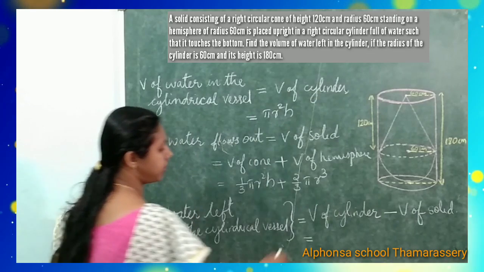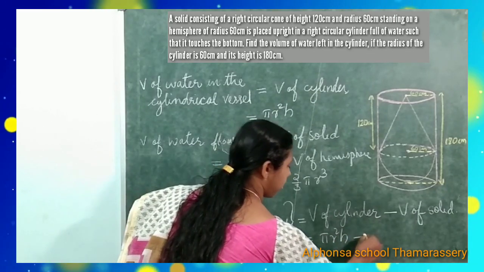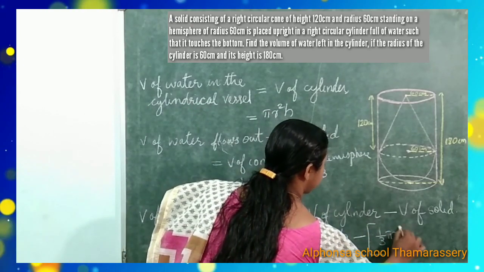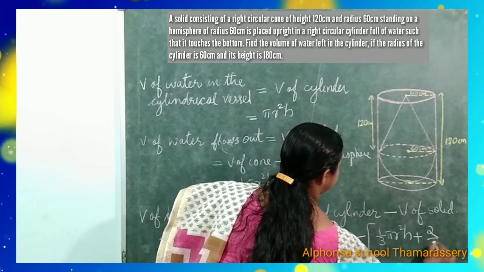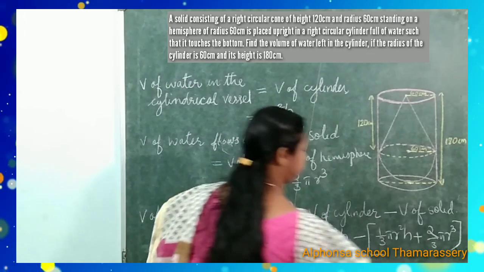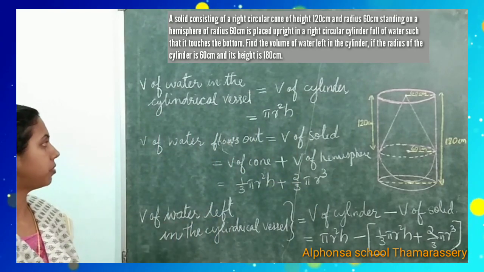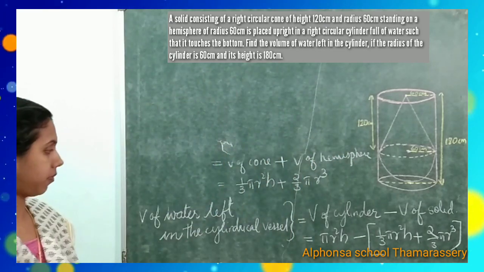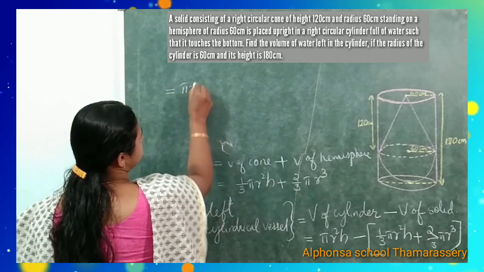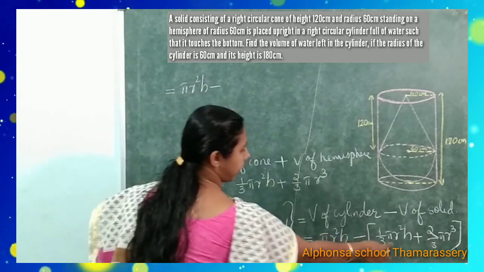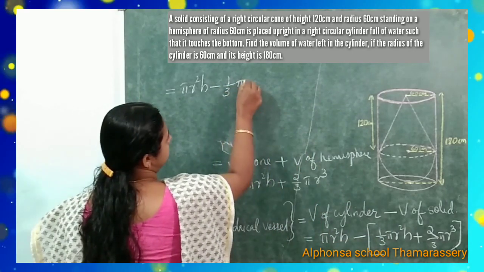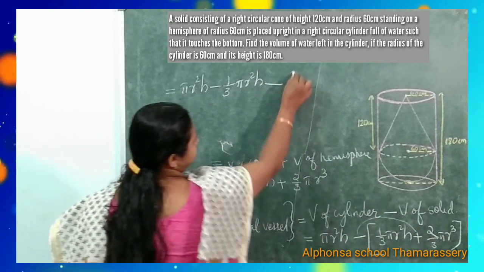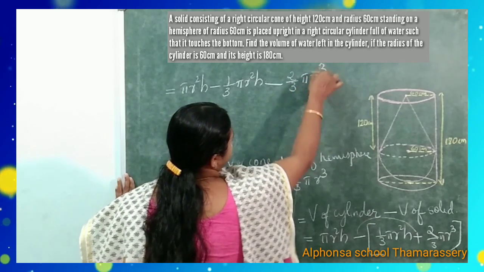So altogether we can write it. Volume of cylinder is pi r square h minus volume of solid we found out, that is 1 by 3 pi r square h plus 2 by 3 pi r cube, which is equal to pi r square h minus, open the bracket, so minus 1 by 3 pi r square h, negative into positive is negative 2 by 3 pi r cube.